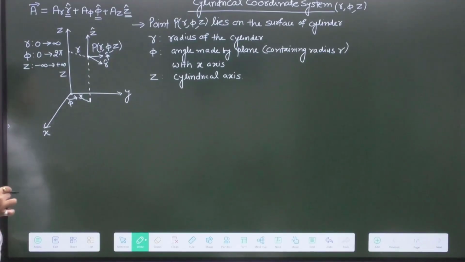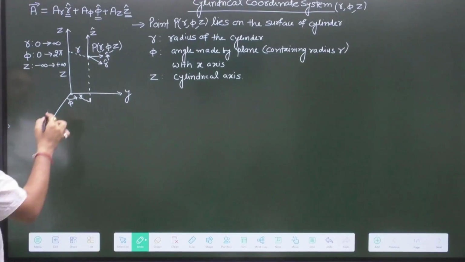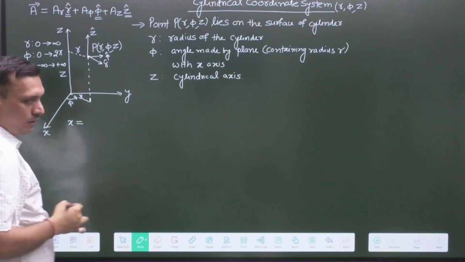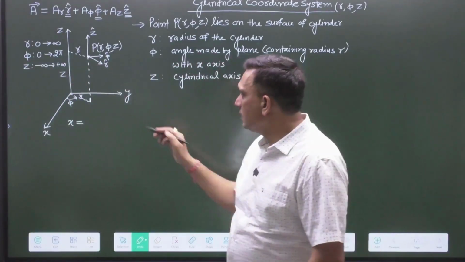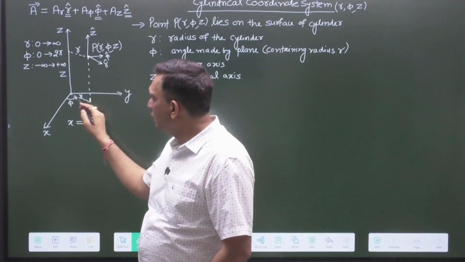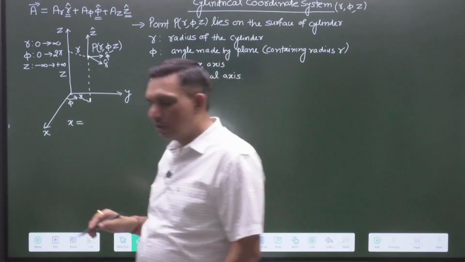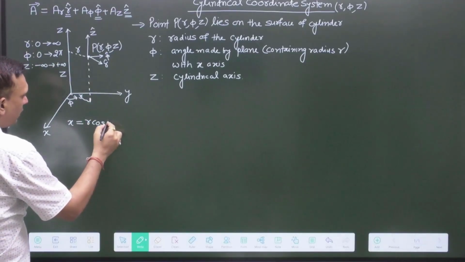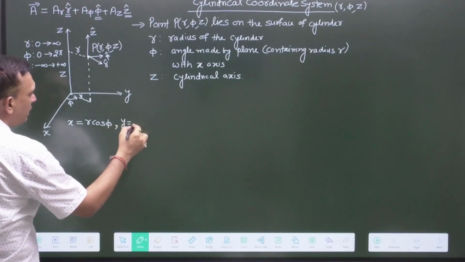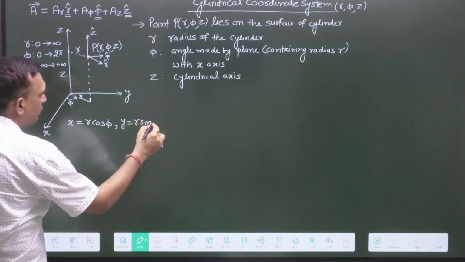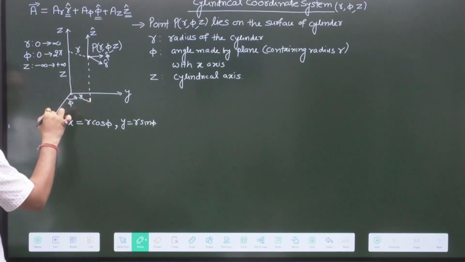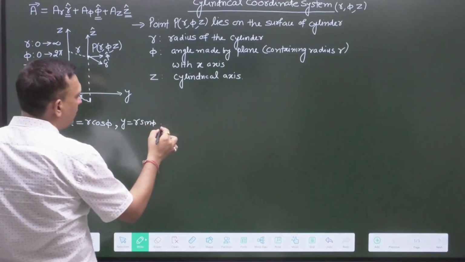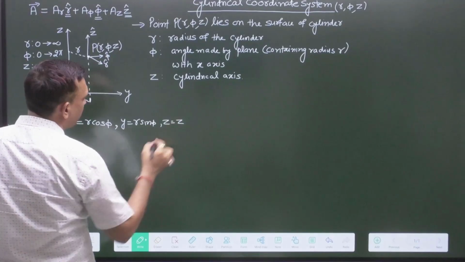Now we have to relate r, phi, z with x, y, z. So what will be x here? Just see. This is r. This makes an angle phi. So what will be the projection along the x-axis? r cos phi. Yes, so this is r cos phi. In the perpendicular direction, the projection is r sin phi. y is perpendicular to the x-axis. If the projection is cos phi in this direction, in the other direction the projection is sin phi. And z is simply z.